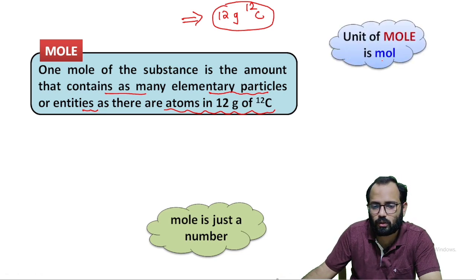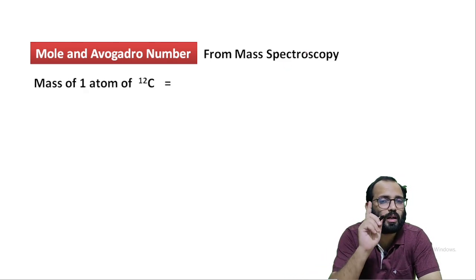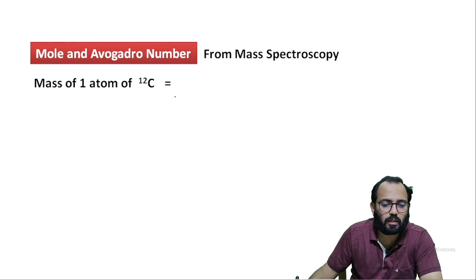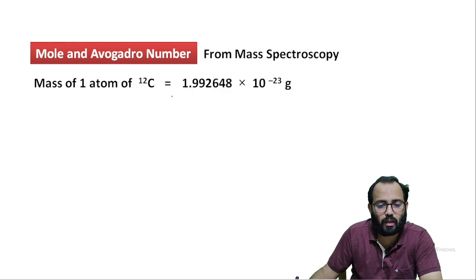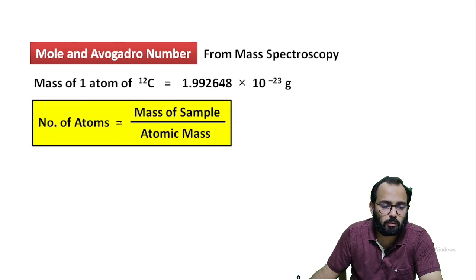What is the unit of mole? It's again mole. Now let's find out. From mass spectroscopy, we have found out the mass of one atom of carbon 12. From mass spectroscopy, I got the mass of one atom of carbon 12 as 1.99 into 10 power minus 23 gram. Now I have to find out the number of atoms.